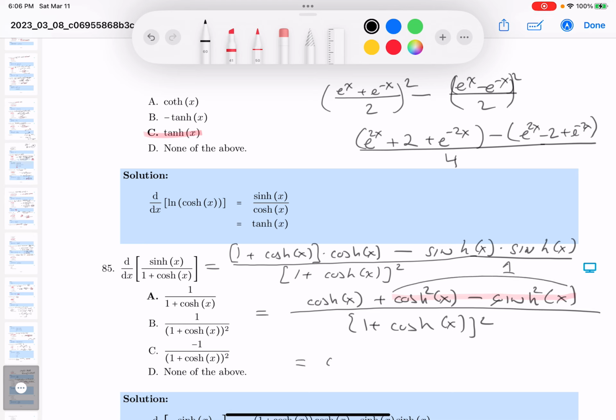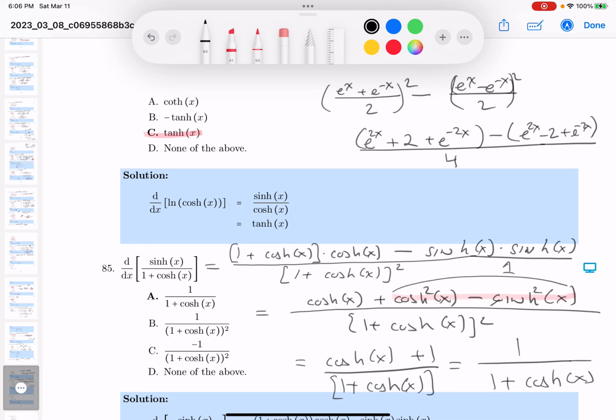Let's write that down. Hyperbolic cosine of x plus 1 over 1 plus the hyperbolic cosine of x, quantity squared. Well, there are identical factors on top and bottom. There are 2 factors on the bottom. One cancels off, and you're left with this. Is that answer being listed? Let's take a look. Looks like it's letter A. It's 1 over 1 plus the hyperbolic cosine of x. Thank you.